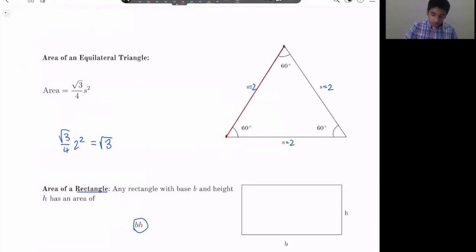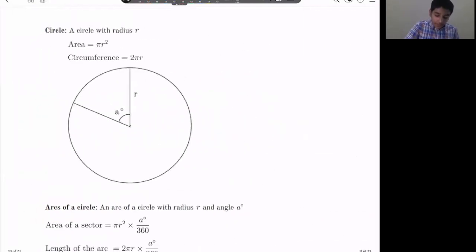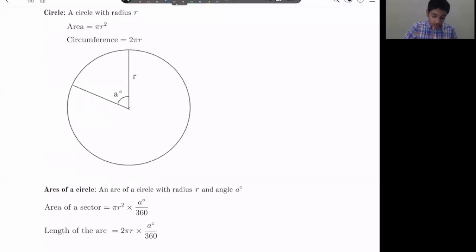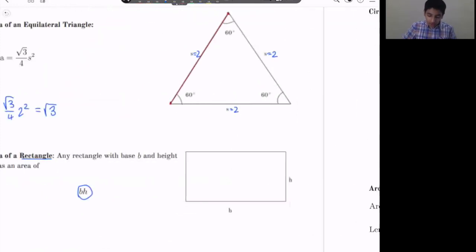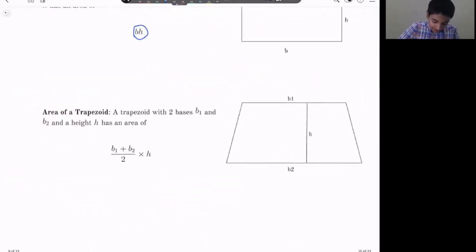Okay, so now we'll move on to the area of a circle. The area of a circle is just pi r squared. The circumference is 2 pi r. And another thing is the arcs of a circle. If you take an a-degree arc, so if you take some kind of a fractional piece of the circle. Oh yeah, sorry, I think I skipped the area of a trapezoid by accident.